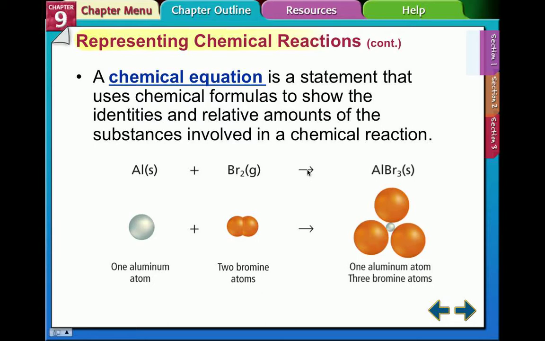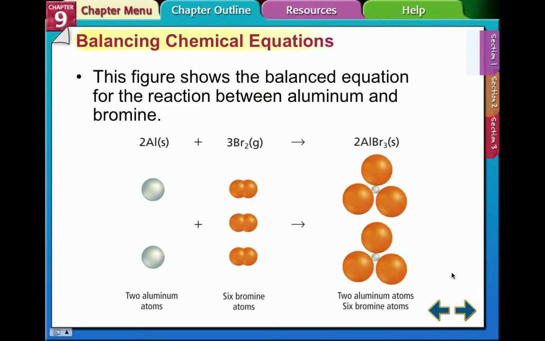Okay, we must balance out the reactants with the products. That means that on this side we have 2 bromines, and on this side we have 3 bromines, which means our equation is not balanced. Okay, so let's figure out how to balance it. Okay, this figure shows the balanced equation for the reaction between aluminum and bromine. Okay, you can see how they've put numbers in front of the reactants and in front of the product. These are called coefficients, and we are going to multiply the coefficient by the subscript.